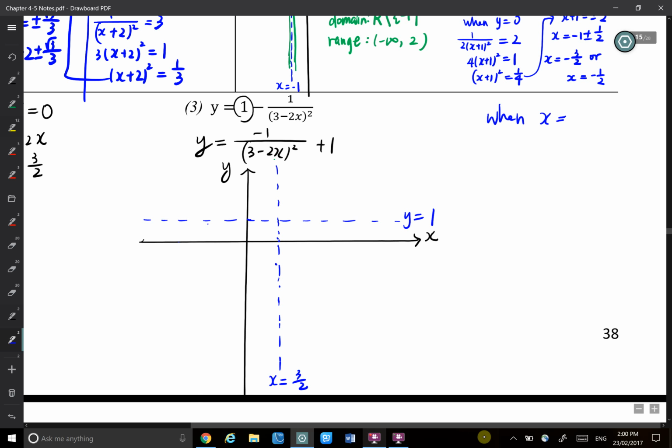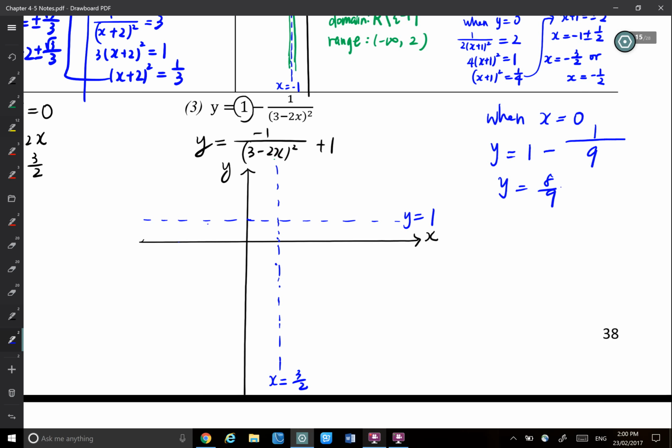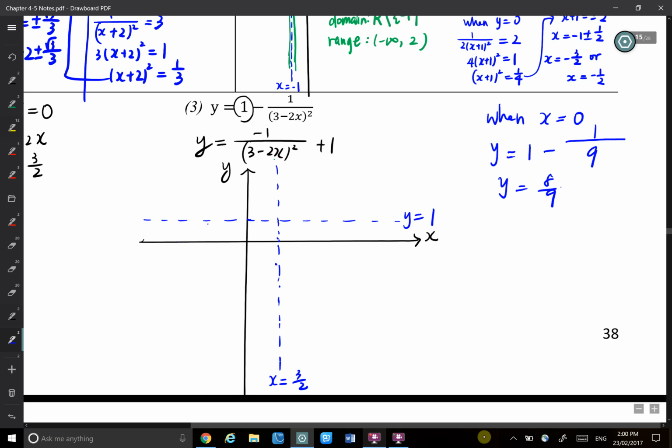When x equals 0, y equals 1 minus 1 over (3 minus 0) squared. 3 minus 0 equals 3, 3 squared equals 9. So y equals 8 over 9. So (0, 8 over 9), which is really close to the asymptote, is a point here.